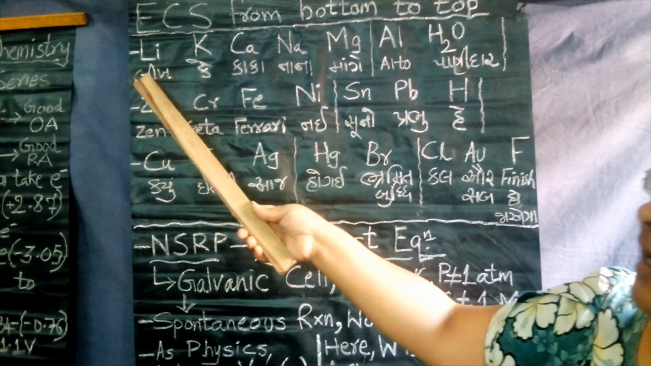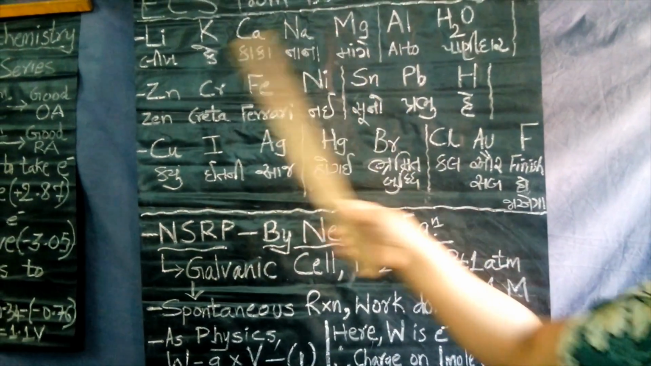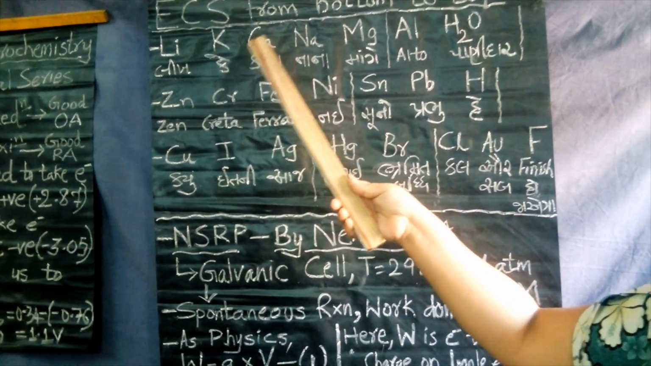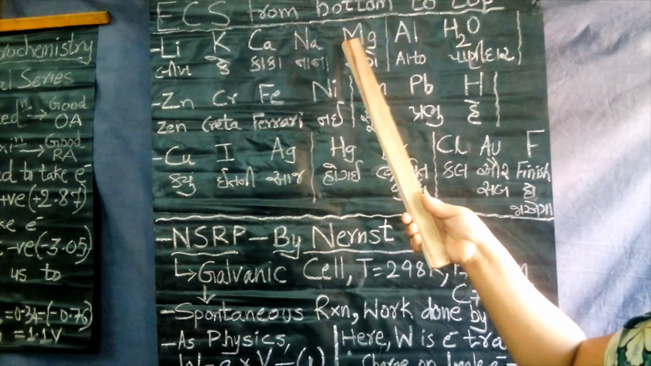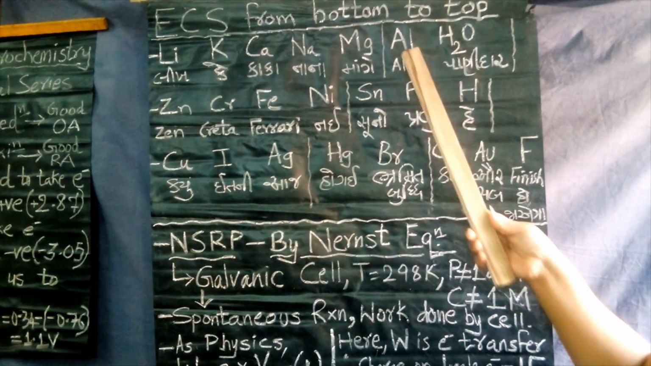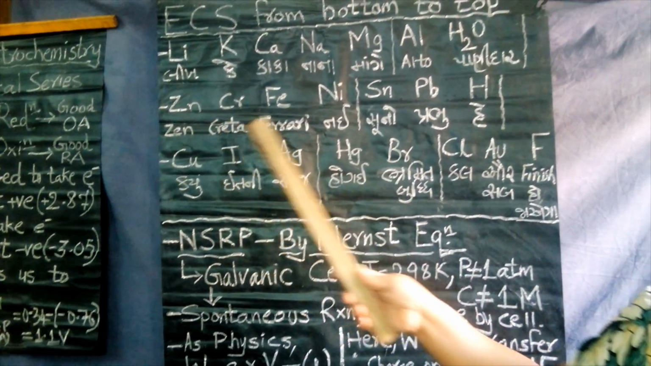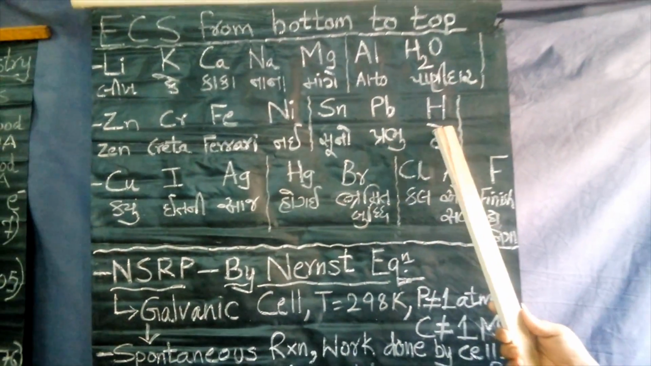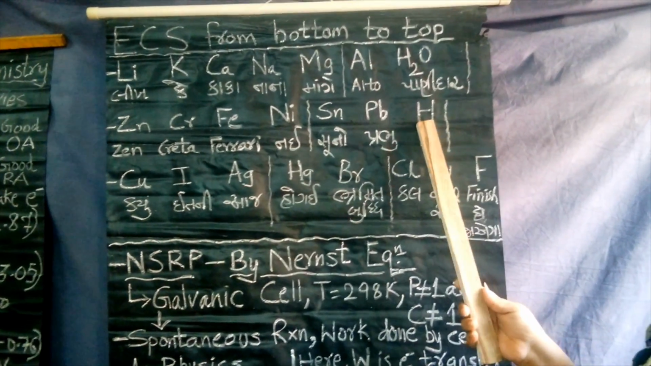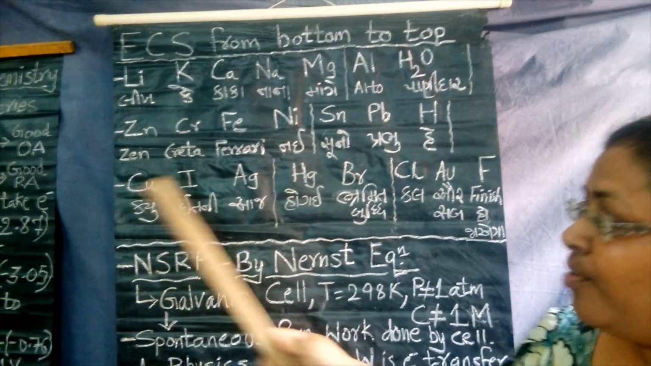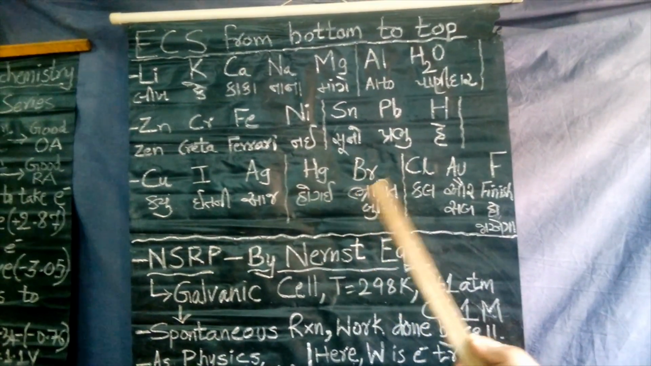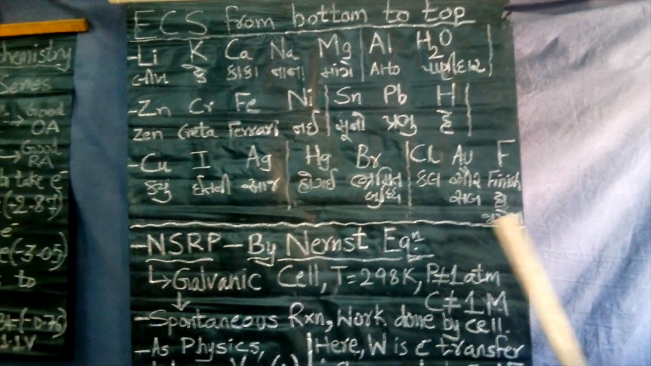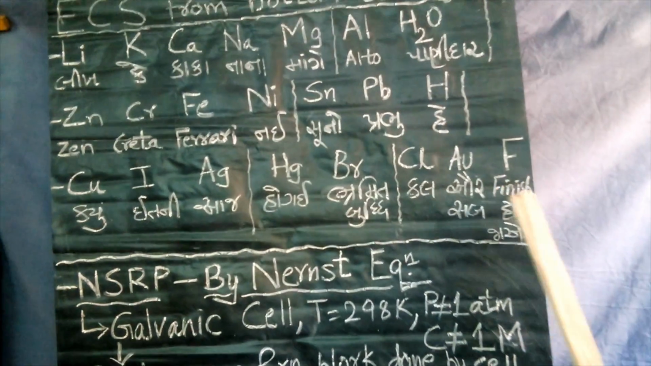Lithium Li, लिख के काका नाना मांगे: lithium Li, K potassium, काका Ca, नाना Na, मांगे Mg. अल्टो पानीदार: Al H2O. ज़ेन क्रेटा फेरारी नहीं: Zn Cr Fe Ni. सुनो प्रभु है: Sn Pb है H hydrogen. क्यों इतनी आज: Cu I Ag. हो गई भ्रमित बुद्धि: Hg Br. कल और सब फिनिश हो जाएगा: Cl Au F.